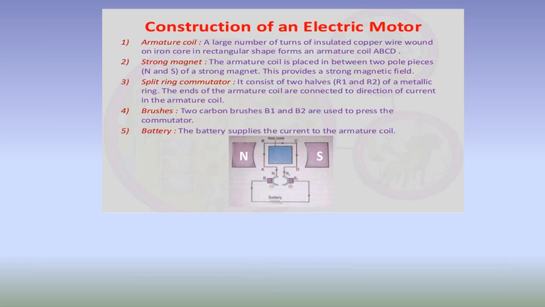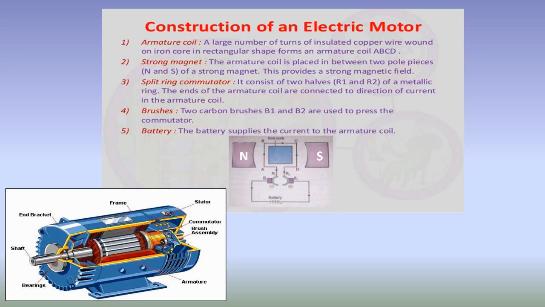Before moving on with the working of an electric motor, let us understand the construction, like what all parts are used in the electric motor. So in the electric motor, there is the armature coil. Over here, we see the armature coil, which is rectangular in shape, that is A, B, C, D. I'll mark this. So this is the armature coil.